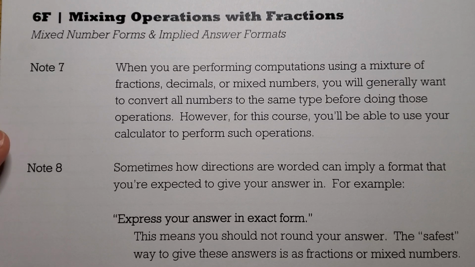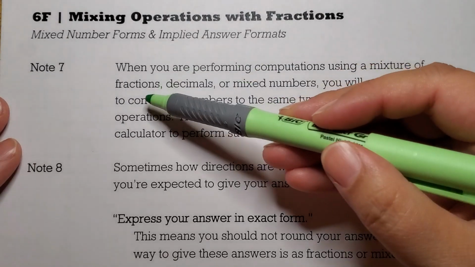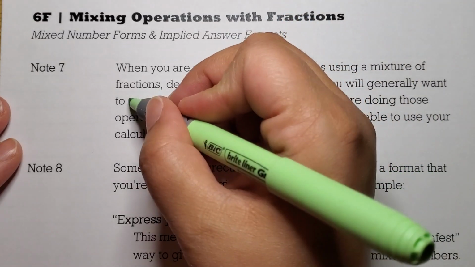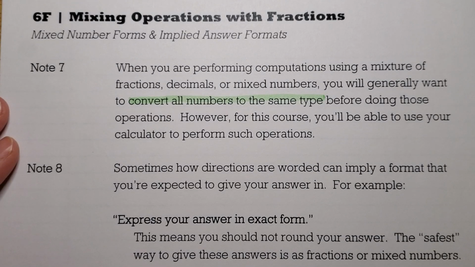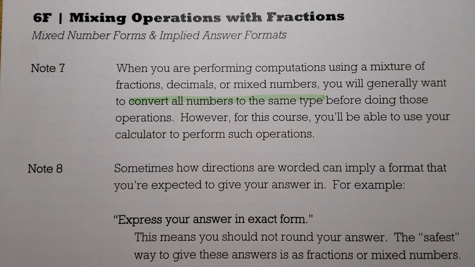Generally speaking, if you have mixed number types, so if you have a mixture of fractions, decimals, or mixed numbers, you'll usually want to convert the numbers into the same type before you do anything. So we've seen that so far when we've had whole numbers and fractions, we put that whole number over 1 so that we get a fraction so that we can use our fraction techniques. So that's usually helpful if you have different types of numbers.